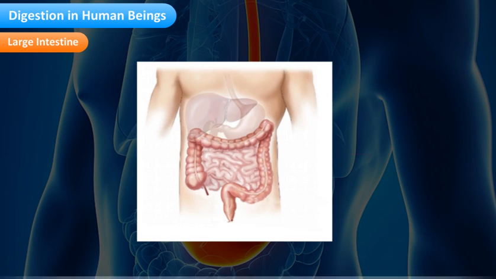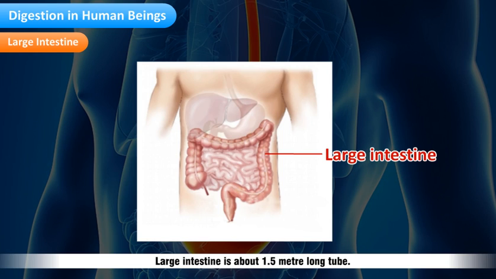Large intestine. The large intestine is about a 1.5 meter long tube. It absorbs water and certain salts from the waste generated after digestion in the small intestine. The solid wet waste, called feces, is then sent to the rectum, from where it leaves the body through the anus.